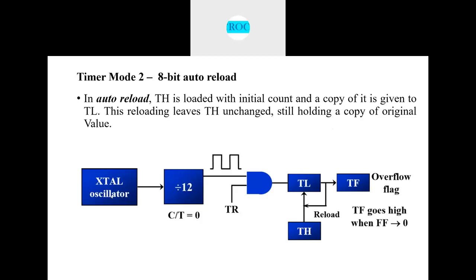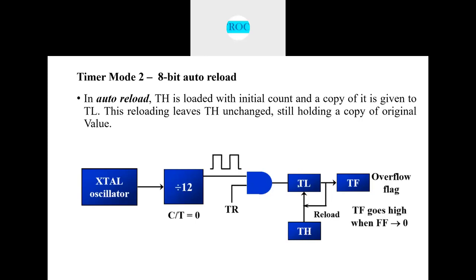Now, if you see this example, the timer receives one clock for every machine cycle. The crystal frequency is divided by 12, and that will be our timer's frequency. For every one clock the timer receives, if the TR bit is set, maybe TR0 or TR1 depending on which timer is used in mode 2, the timer counts.